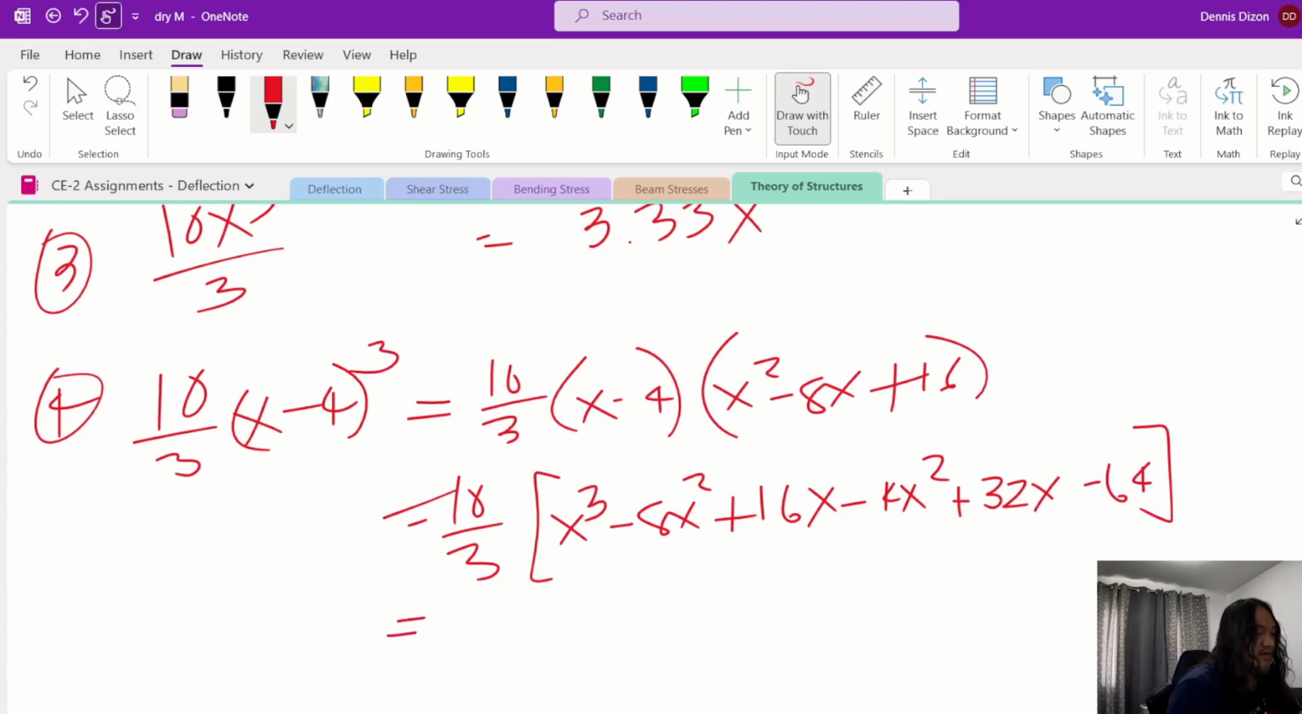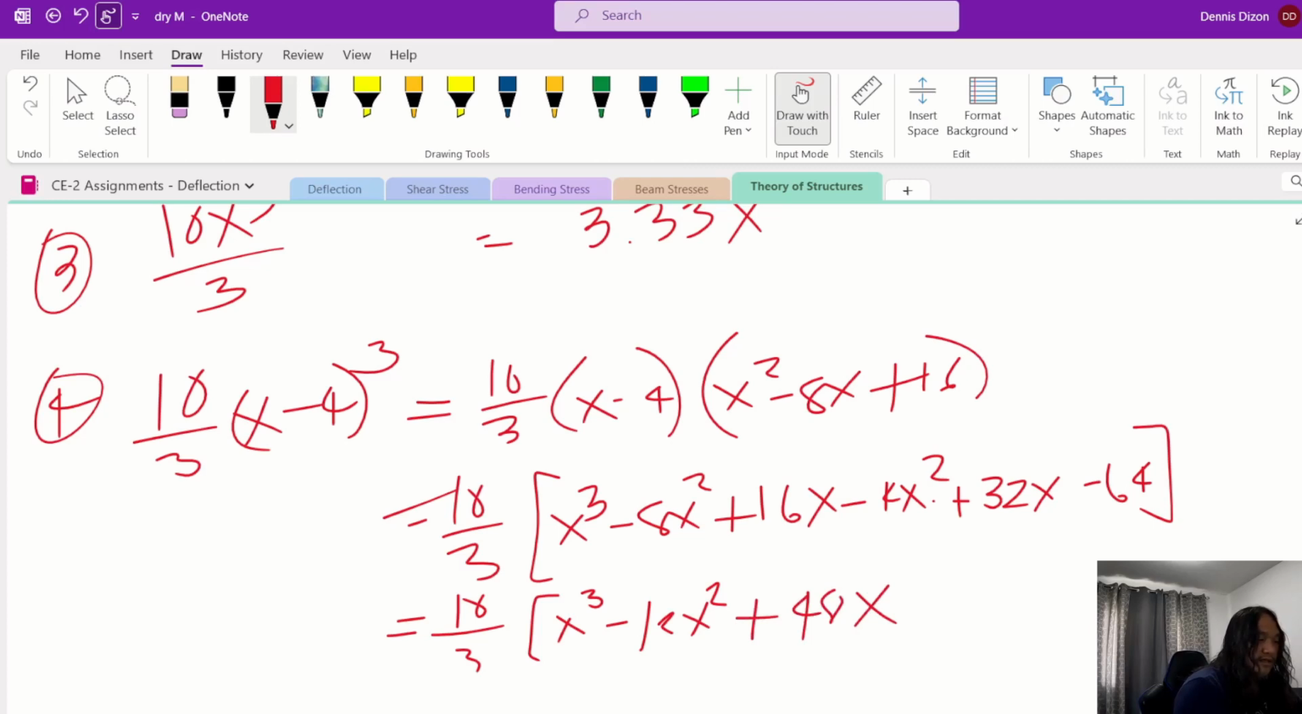Then simplify this one. Combine common terms. So this is 10 over 3 times x cubed, and then x squared: minus 8x squared minus 4x squared is minus 12x squared. Then 16x plus 32x is plus 48x. And then minus 64. So this is our fourth term.